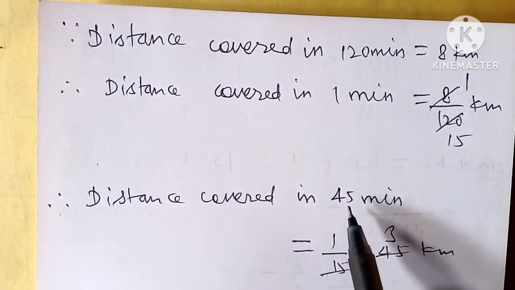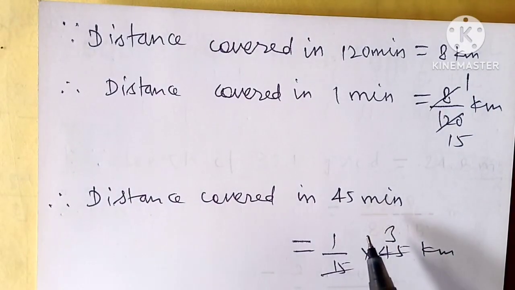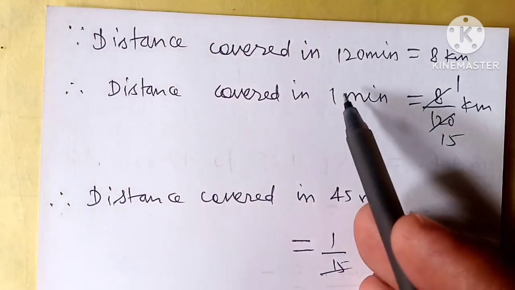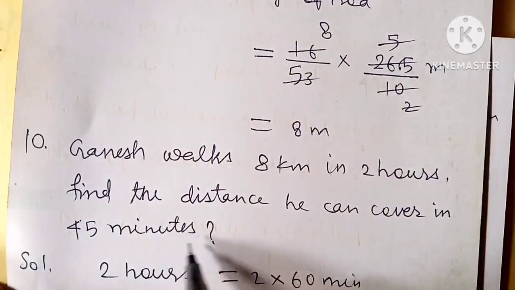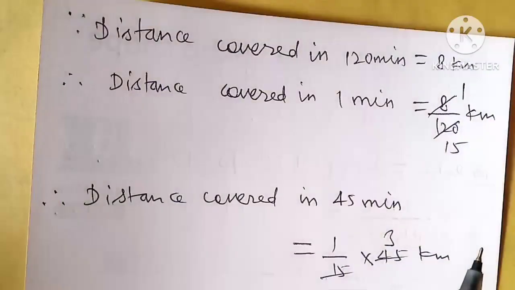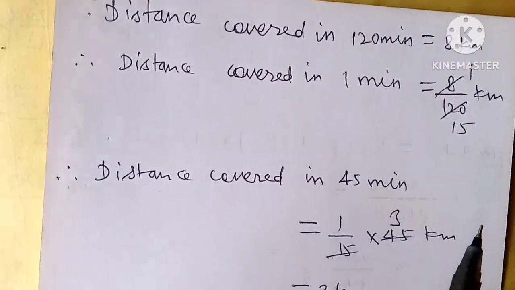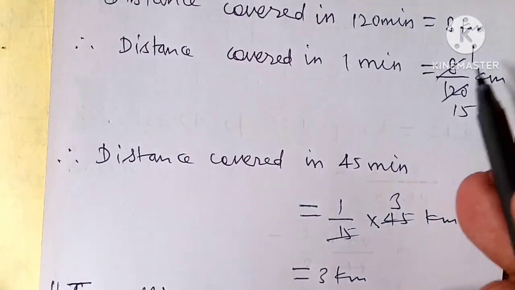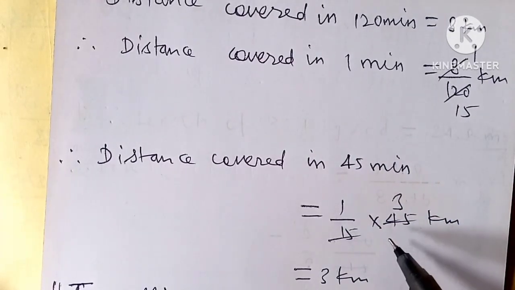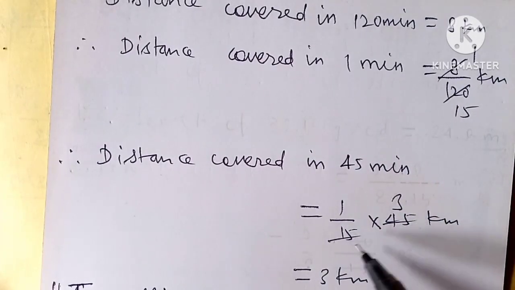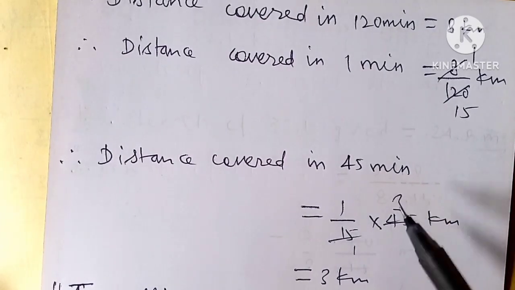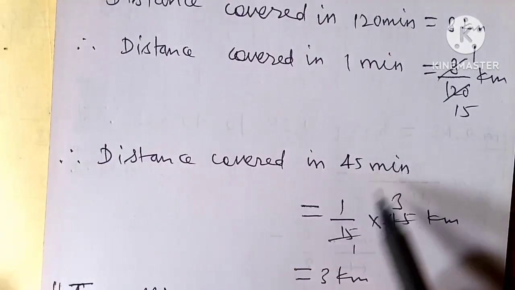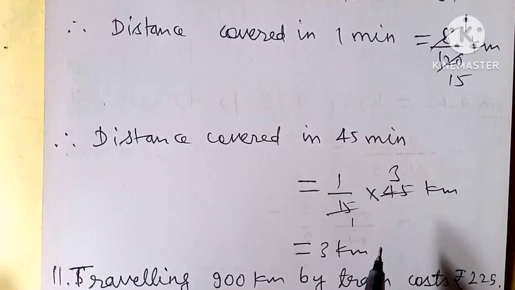Therefore, distance covered in 45 minutes, as asked in the question. So we have to multiply, 1 minute becomes 45 minutes. You can see the question asks to find the distance covered in 45 minutes. So we multiply this distance by 45, then 45, 15 3s are 45. So after cancellation we have distance covered in 45 minutes, it is 3 kilometer.